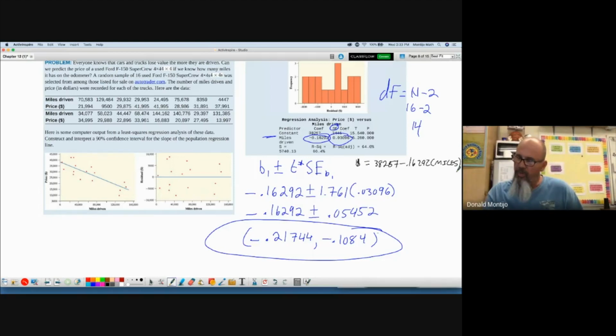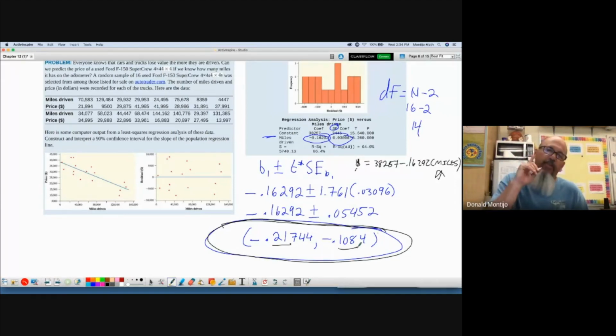So what I can say is that I am 90% confident that the true amount of money that the truck will decrease by, that's what I'm trying to find. So what does this mean in context of this truck? For every 1 mile driven, I am 90% confident that the price of the truck will decrease somewhere between 22 cents and 11 cents. So I am 90% confident that the true value of my truck will decrease by somewhere between 11 and 22 cents for every 1 mile I drive.